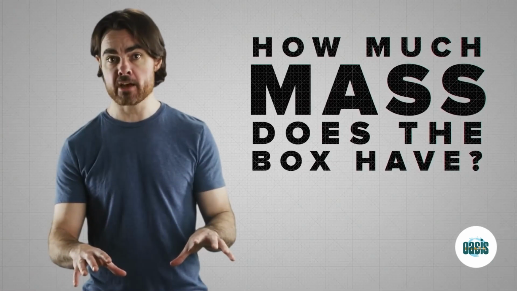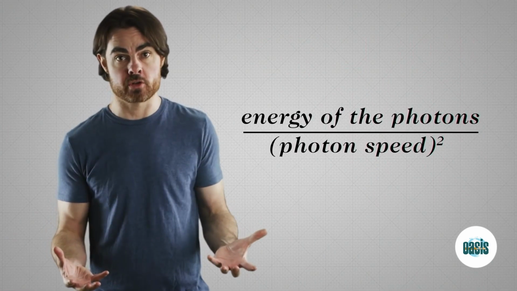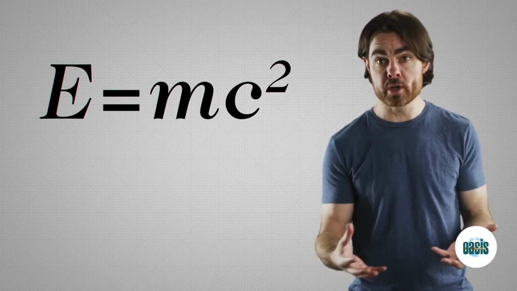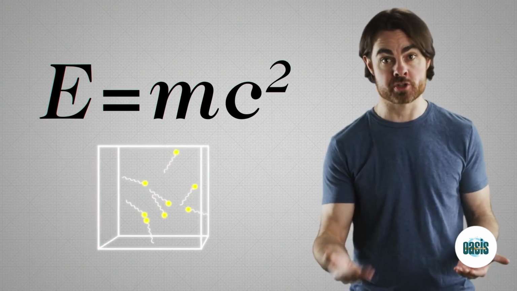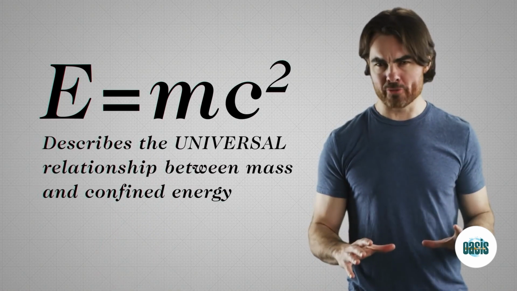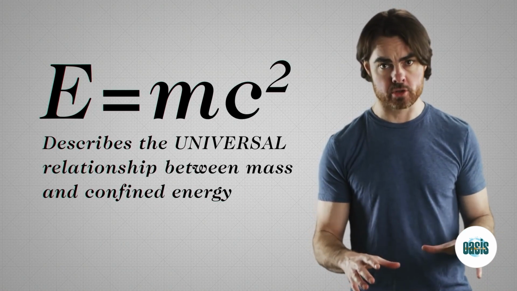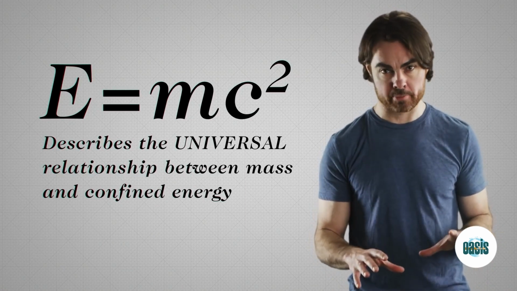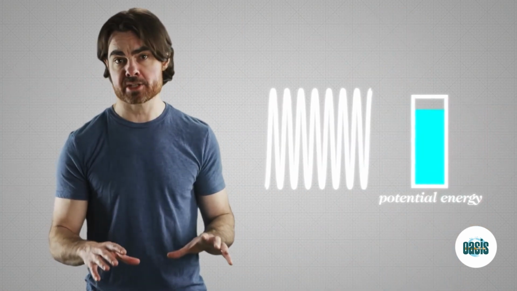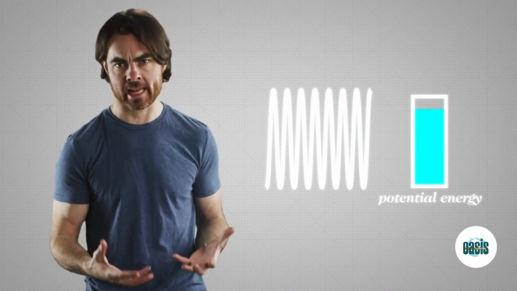How much mass does the box have? It's the energy of the photons divided by the square of the speed of those photons. And you can derive the famous E equals mc squared just by looking at how momentum transfers between the photons and the box under acceleration. But E equals mc squared describes the universal relationship between mass and confined energy, not just confined photons. So let's look at another example of confined energy. A compressed spring holds more energy than a relaxed spring. It holds potential energy. So is a compressed spring more massive than a relaxed one?